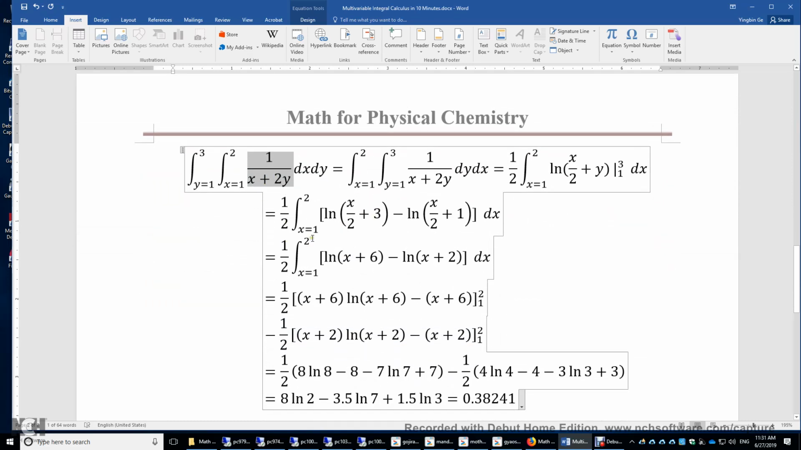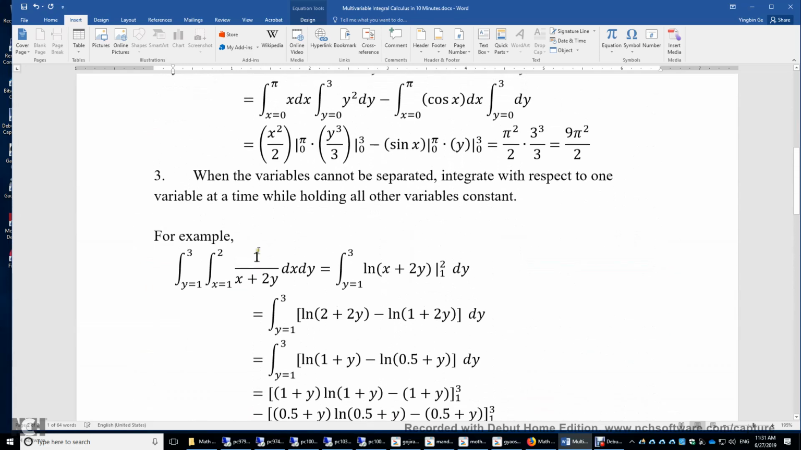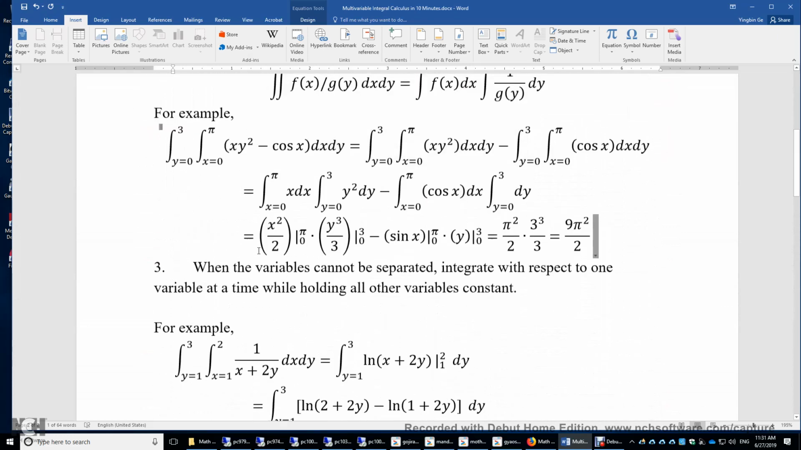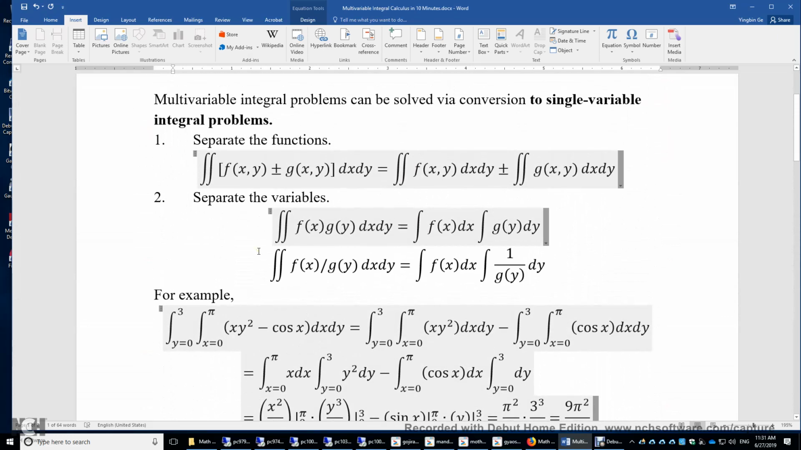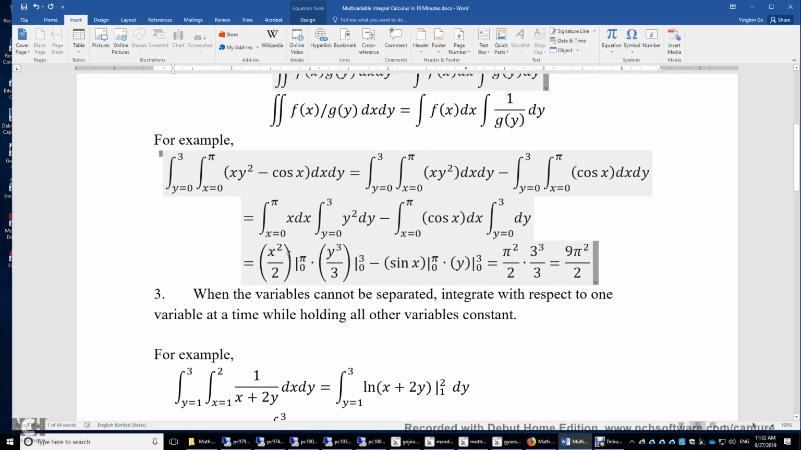How about triple, quadruple integrals? We use the same rules. 1, 2, 3. First, separate the functions. 2, separate the variables. 3, if the variables cannot be separated, simply integrate with respect to one variable at a time by holding all other variables constant.